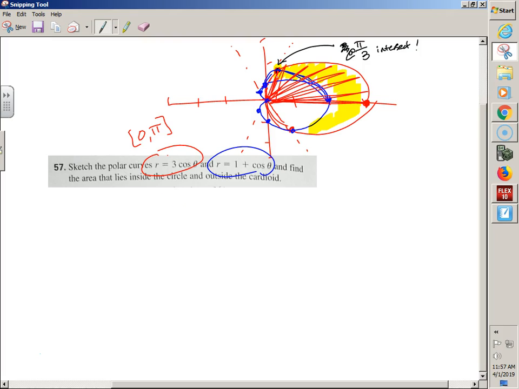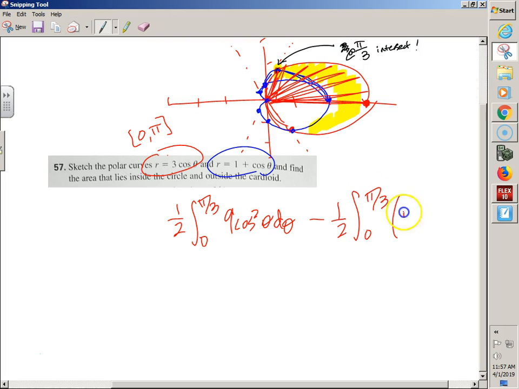So if I do my circle from 0 to pi over 3 of my 9 cosine squared of theta d theta, that's way too much. I'm going to have to subtract. And what am I going to subtract? I need to take away the blue. So Naomi, that's ultimately the formula that you would want to use.